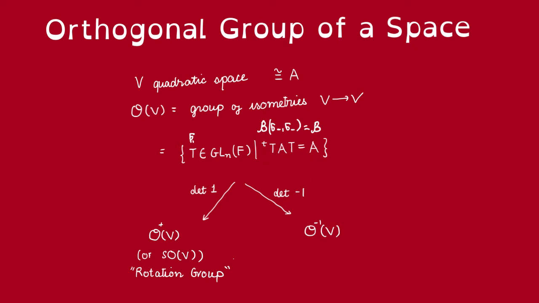From this identity here, we see that the determinant of T squared must be 1. So the determinant of every isometry in this group O(V) must be either 1 or minus 1. So we split this group into two parts. The isometries with determinant 1 form a group, which we call the rotation group and denote by O plus V. And the rest of the isometries, we call them O minus V. This, of course, is not a group.